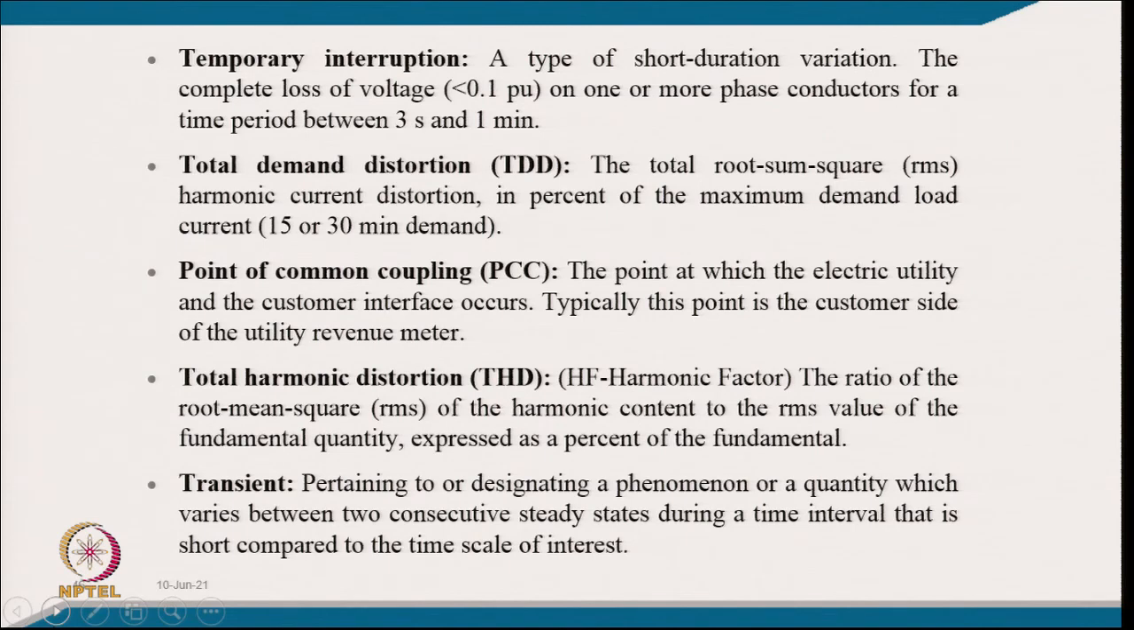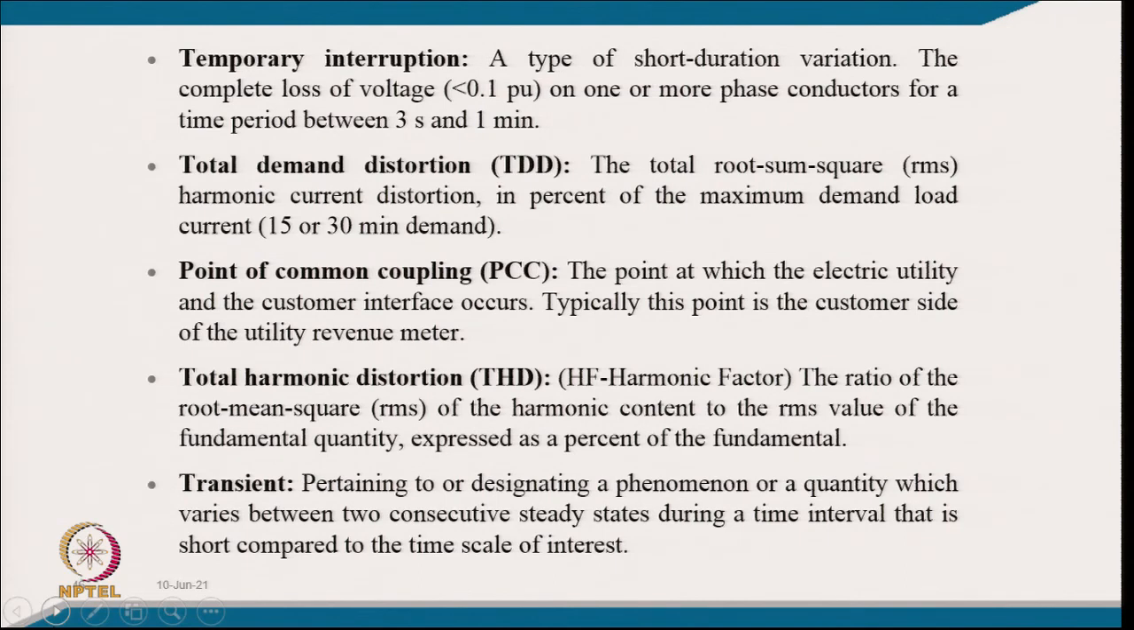And total demand distortion, this is very important, it goes to the standard. The total RMS harmonic current distortion in terms of the maximum demand load current, which is a 15 to 30 minute demand. Point of common coupling, the point at which the electricity utility and the customer interface occurs, and typically this point is the customer side of the utility revenue meter.